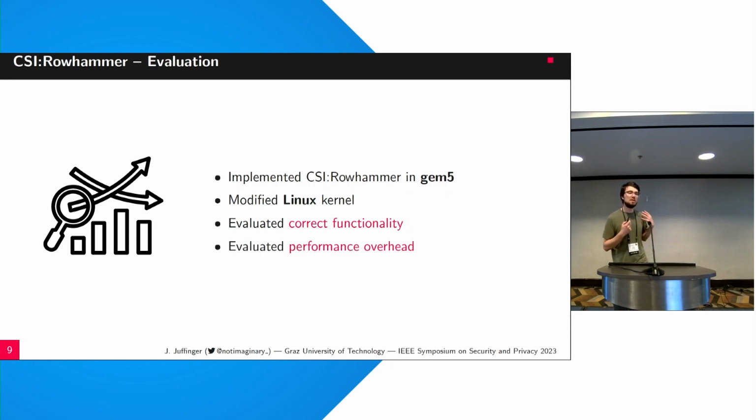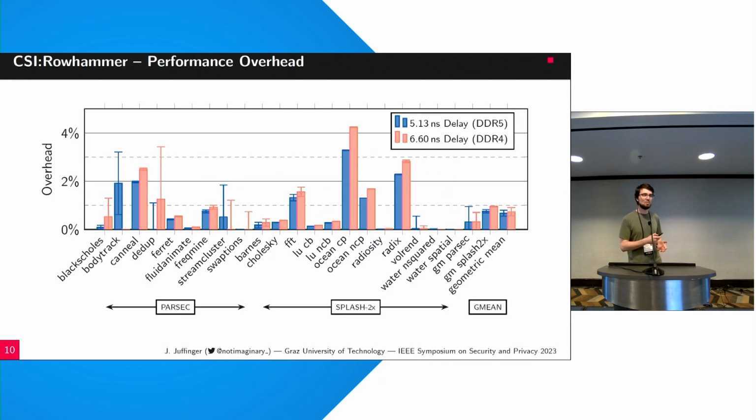And we also used it to evaluate the performance overhead, because we have this MAC computation on every read and every write. This is the performance overhead we get for the PARSEC and SPLASH-2x benchmarks. And the geometric mean is less than 1%, and the highest overhead is a bit over 4% for DDR4 memory, where we have a 6.6 nanosecond delay, and a bit over 3% for DDR5 memory, where we have a smaller delay because we have less data.